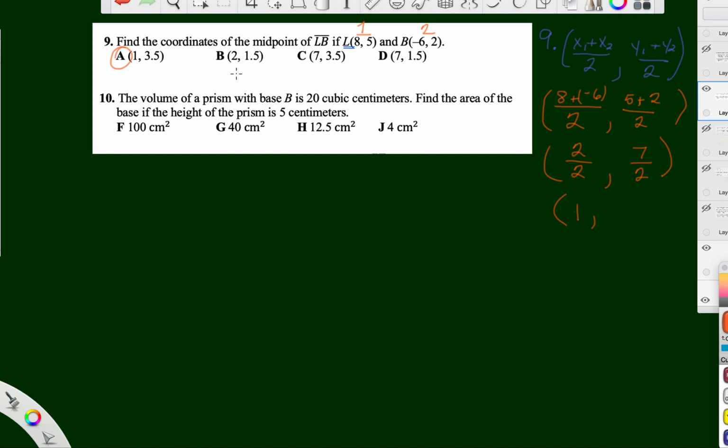We understand that half of 7 is 3.5, and that's what we did. We divided 7 by 2, and we have 3.5. I don't like the way they wrote it, but that's what's on the test. I'm not going to get upset.